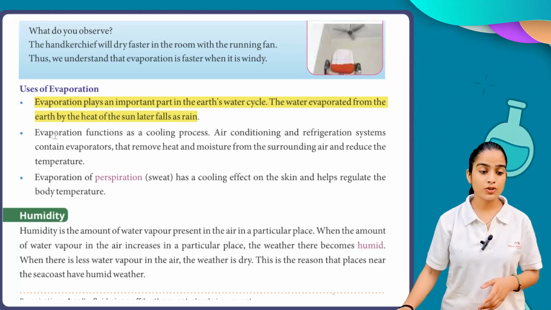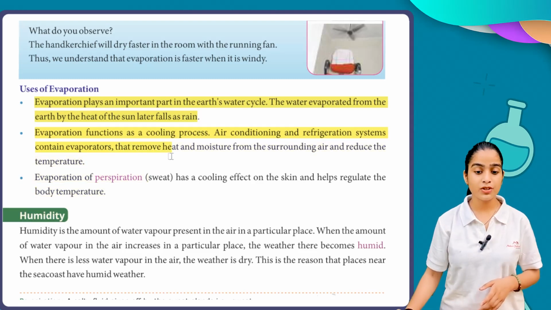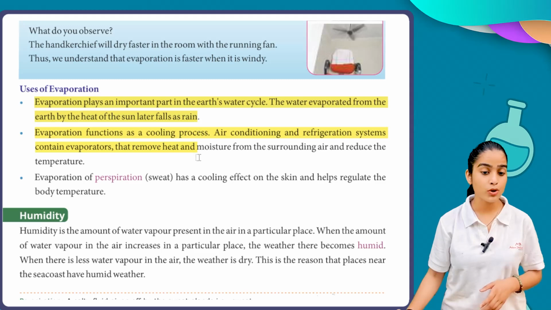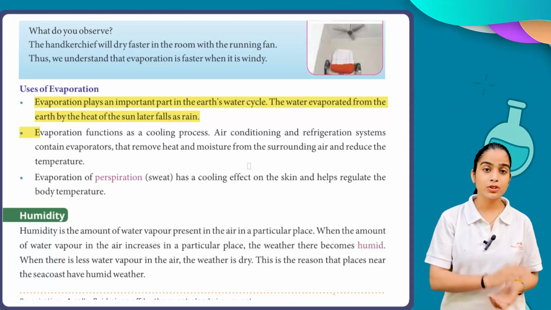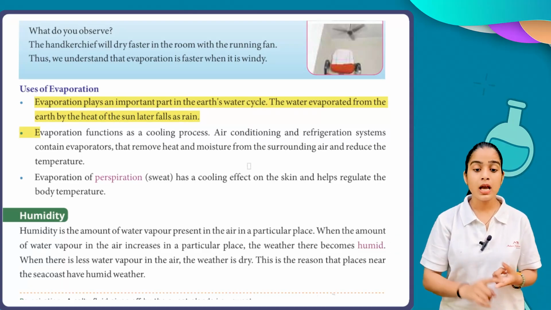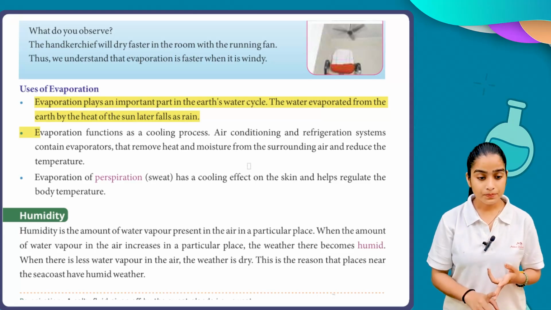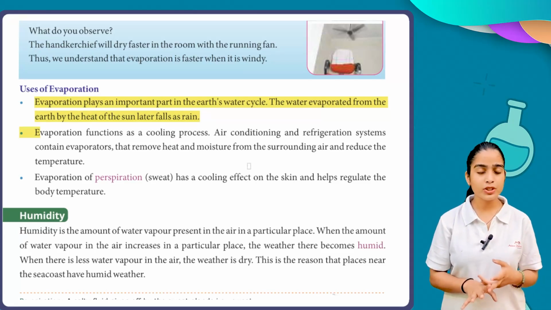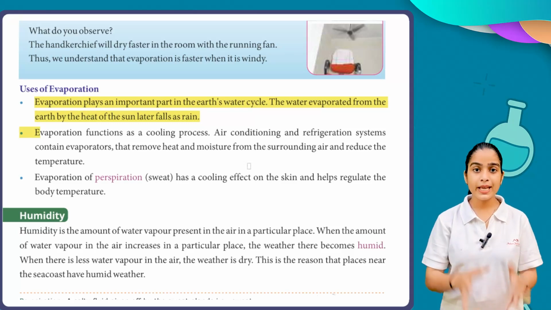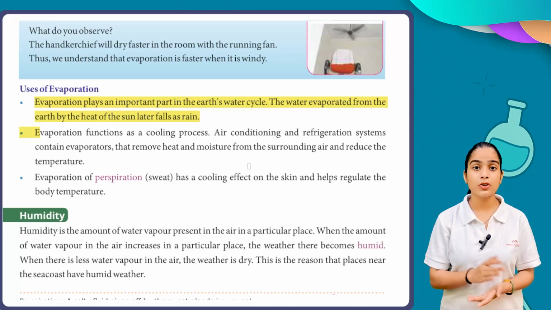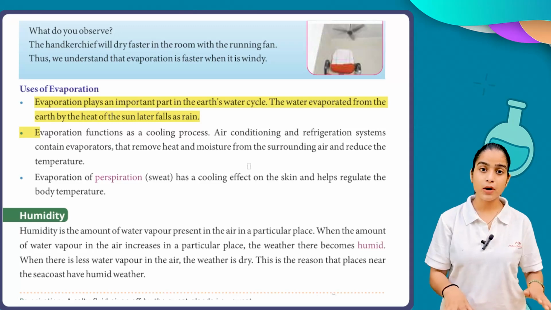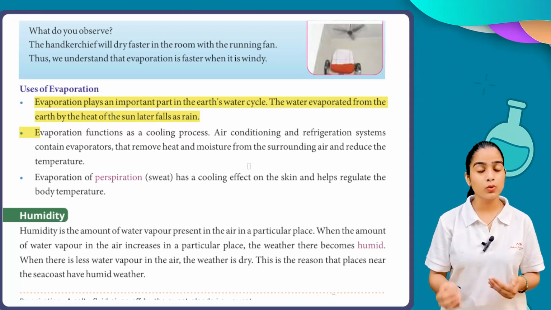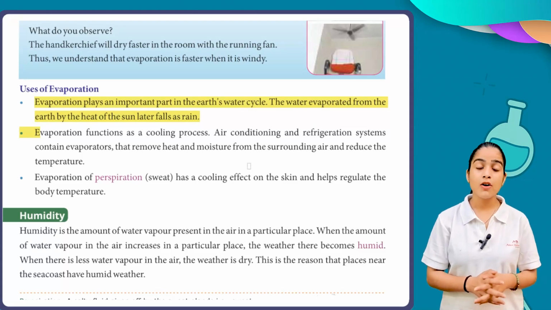Now, evaporation functions, such as the cooling process. Air conditioning and refrigeration systems contain evaporators that remove heat and moisture from the surrounding air and reduce the temperature. So what we understand here is that the evaporation function is used in the cooling process, in your AC, in your refrigerator, and in other machines. The moisture is removed from the surroundings and the thing automatically gets cooler. So this is the function we have for evaporation.